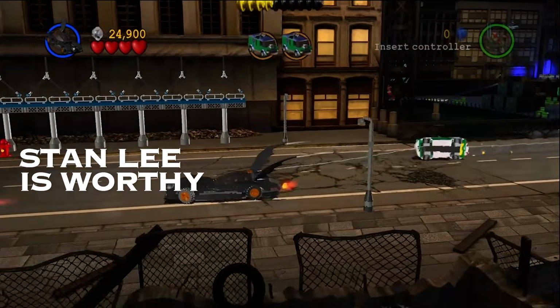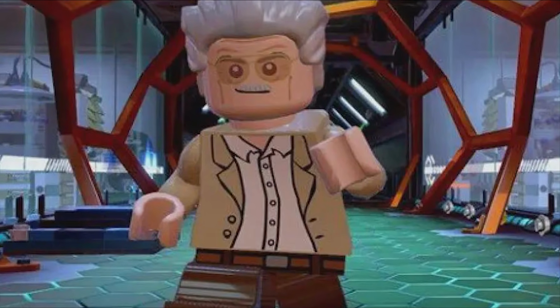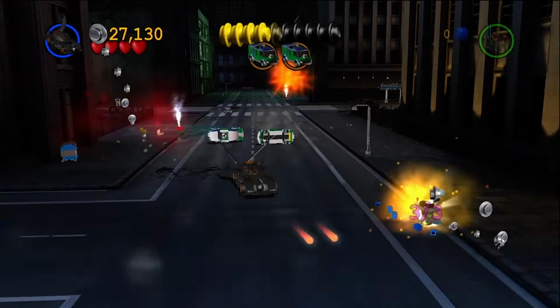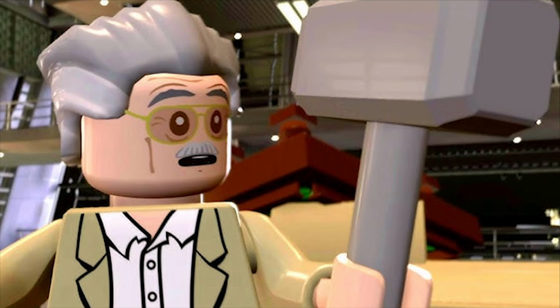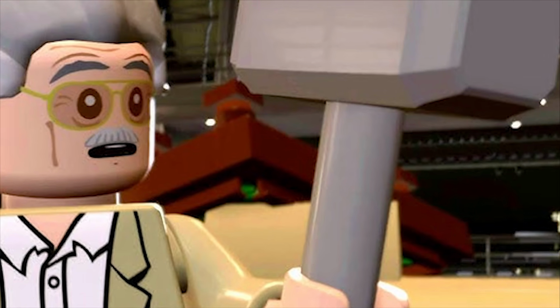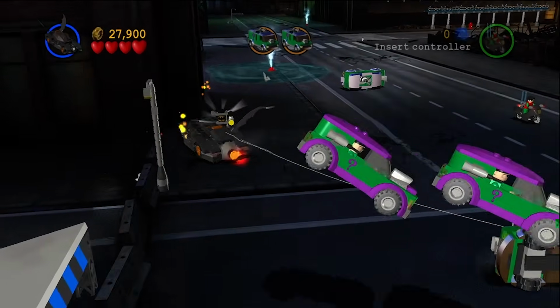Stan Lee is worthy. There's this post-credit cutscene in LEGO Marvel's The Avengers video game that shows Stan Lee cleaning a room in Avengers Tower and picking up Thor's hammer Mjolnir. If you're familiar with the source material, you know that only those who are worthy can lift and wield the hammer, meaning that the creator of the comics is worthy of doing so.